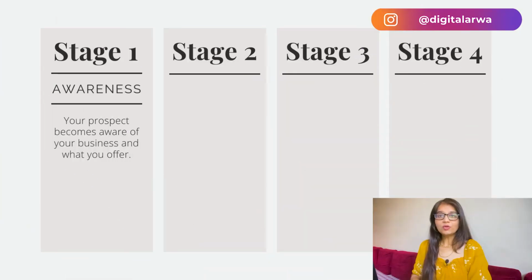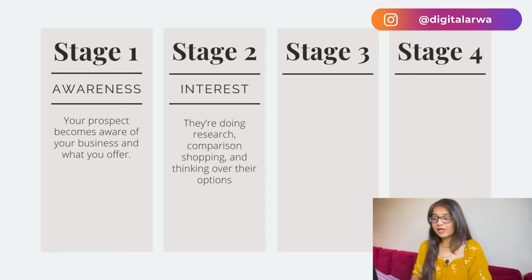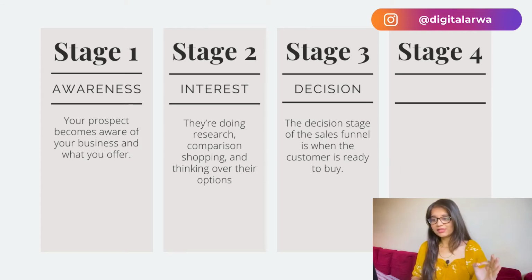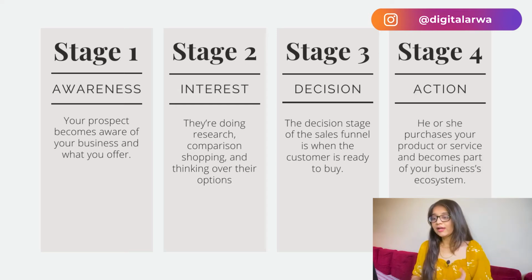So we'll quickly go through each of the stages. The first stage was the awareness stage, where your prospect becomes aware of your business and what you offer. The second stage was they are doing research, comparison, and shopping and thinking over their options, like what other options are available for them. The third stage is the decision stage of the sales funnel, when the customer is ready to buy. And the last stage is where he or she has made a purchase of your product or service and it becomes a part of your business ecosystem. So these are the four main important stages that you need to know.